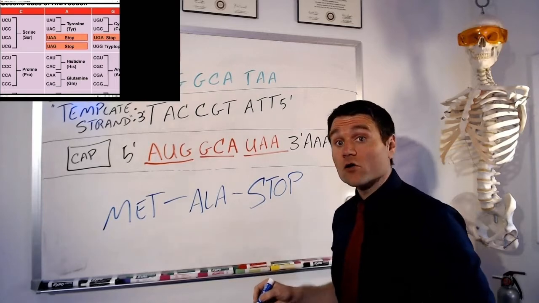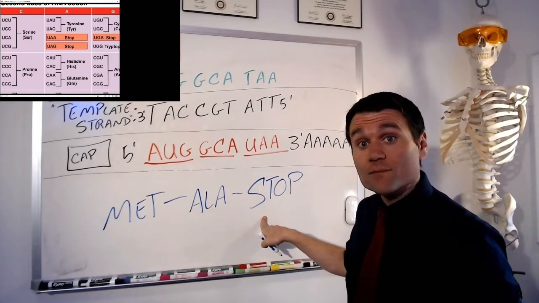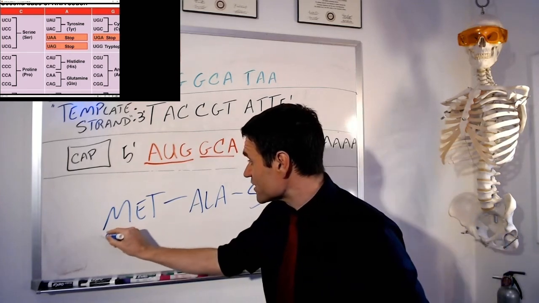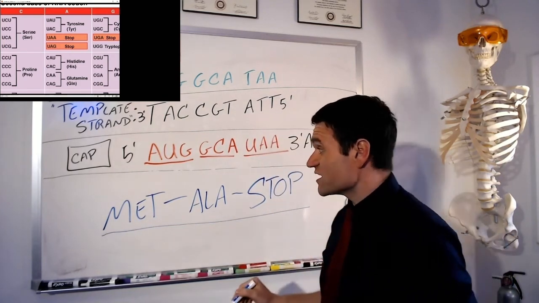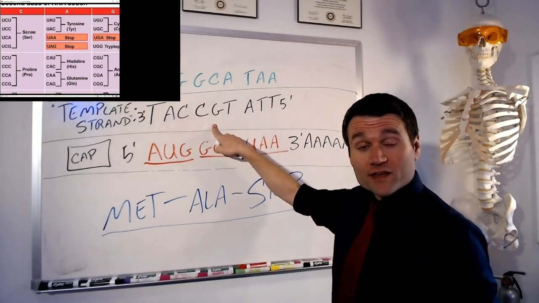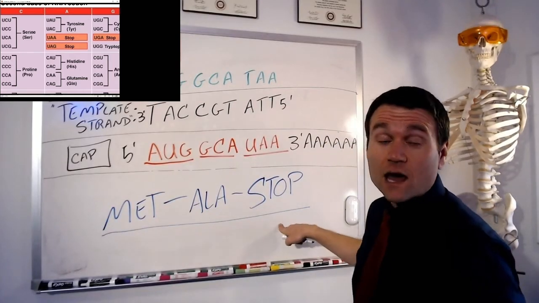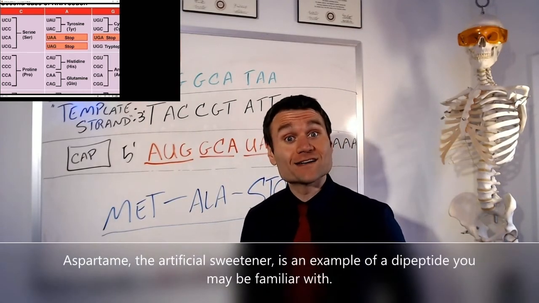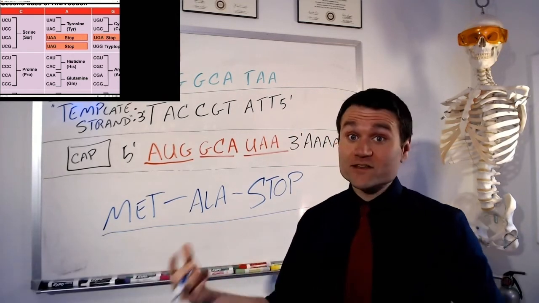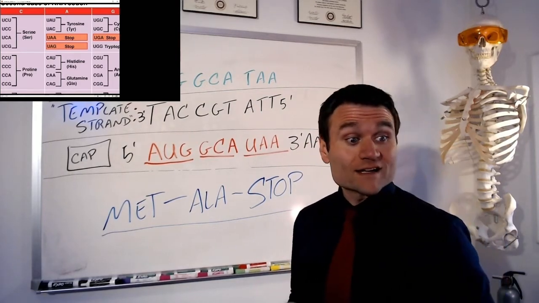A stop codon doesn't code for an amino acid. A stop codon tells the ribosome that translation is complete, and we've already finished this message here. So this is what our initial DNA template strand was actually trying to communicate. Methionine, alanine, stop. We made a dipeptide in this process, something that's just 2 amino acids long. Obviously, it gets a lot more complicated, but this is a good way to get started.